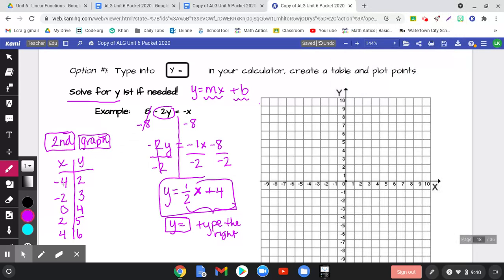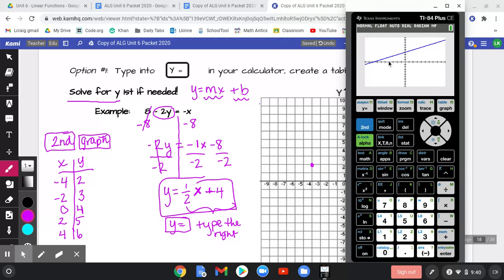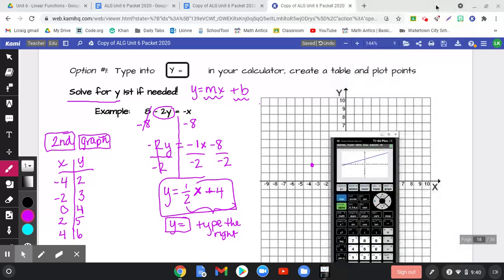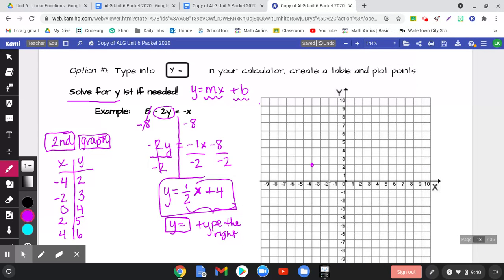So -4, 2. So that means we're going to go back 4, up 2. And check out the calculator. -4, 2. Yeah, there's a point right there. All right. -2, 3. So back 2, up 3. 0, 4. Which again, your y-intercept, we can tell right from the equation, is 4. It's right there. It's crossing the y-axis. All right, 2, 5, over 2, up 5. And 4, 6. So over 4, up 6.